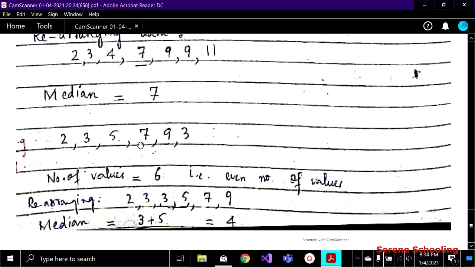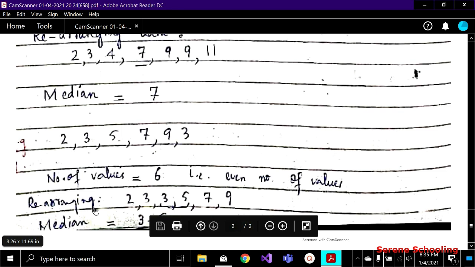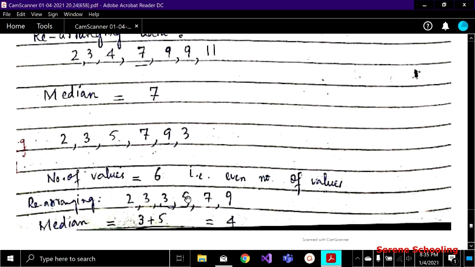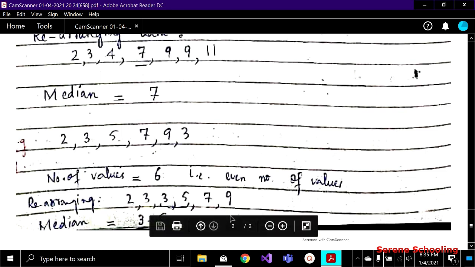So in the case of an even number of values, we take the average of the two mid values. Since this was our unarranged data, in our arranged data, 3 and 5 are dividing the data into two equal parts. This is one half, this is another half. So we take the mean, or average, of the two mid values. 3 plus 5 is 8, over 2 gives us 4. So our median is 4.